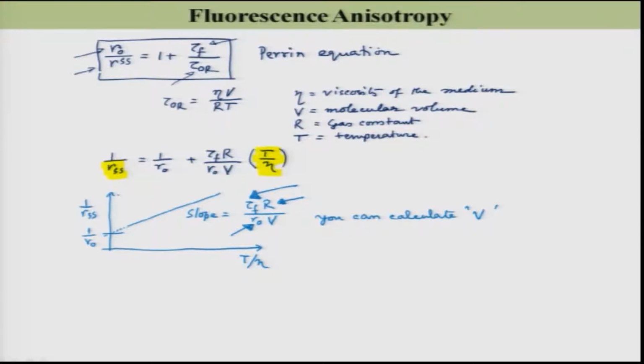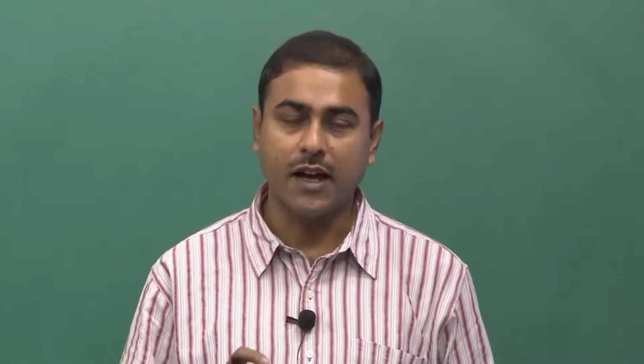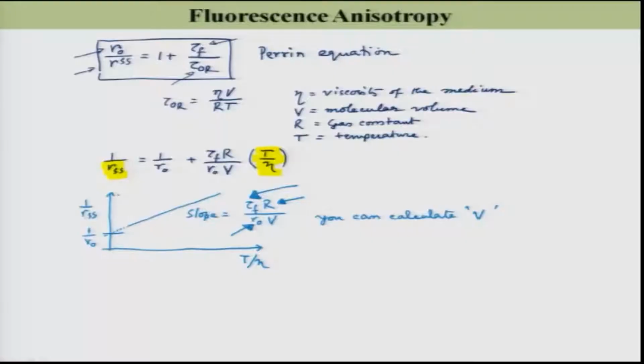With this you can actually determine the size of, let's say, a protein that is getting denatured. Once the protein is getting denatured, the size will increase, and if you have one fluorophore already attached to the protein, then by measuring the fluorescence anisotropy, that means this RSS value, we will be able to see what the volume of the protein is under this particular condition, that means the size of the protein and so on.